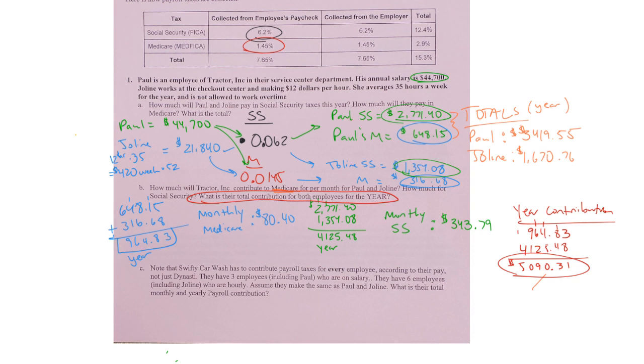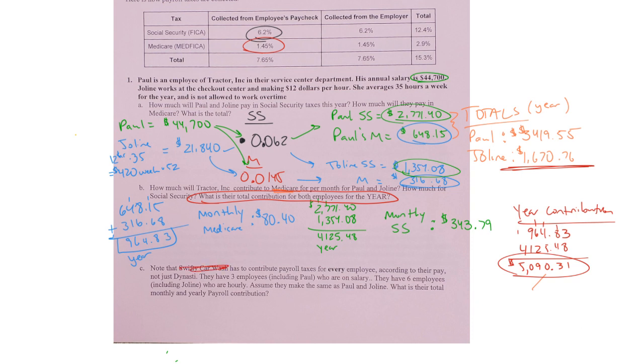All right. And if you're not sure, here's what we could do. You could just add those totals together. You should get the same thing right here. You should be able to add those two together and get the exact same thing. So $5,090.31.